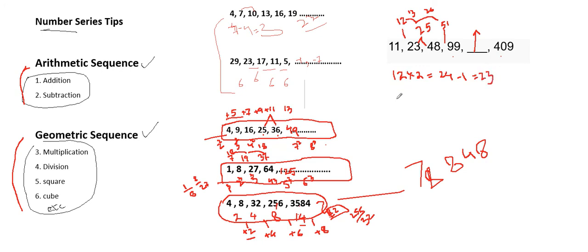Like this. The next one is 25, the gap. So 25 times 2 is 50. But this is 48, right? So 25 times 2 is equal to 50 minus 2, which is 48. 51, which is this distance, times 2 is equal to 102 minus 3, which is 99.